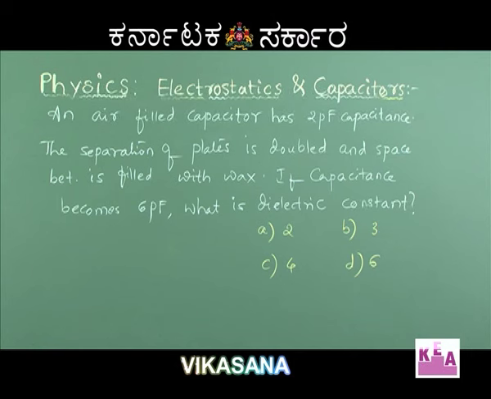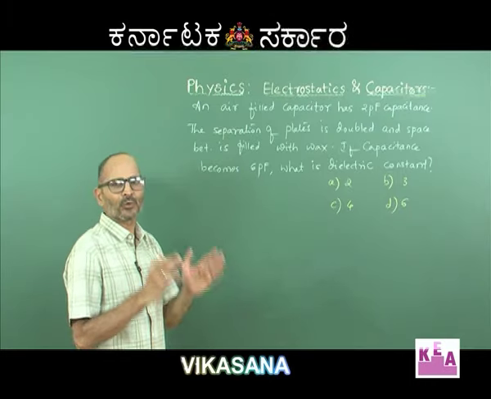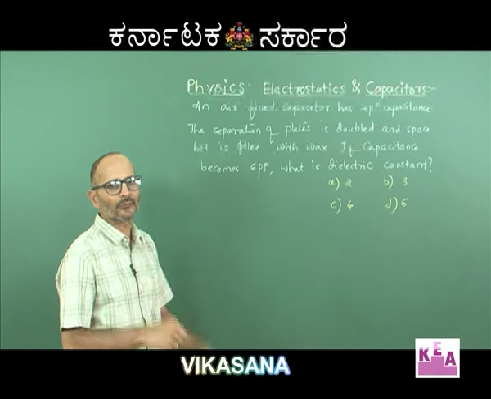If the capacitance now becomes 6 picofarads, what exactly is the dielectric constant of that wax which you have filled in between the two plates? So, what we will do here is, he has told you what all he has done. He has doubled the space, that is, the separation between the plates has been doubled, and moreover it has been filled with wax. So, we will write the capacitance formula for the two new capacitors that you have.